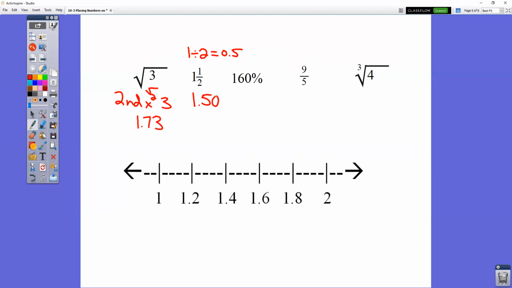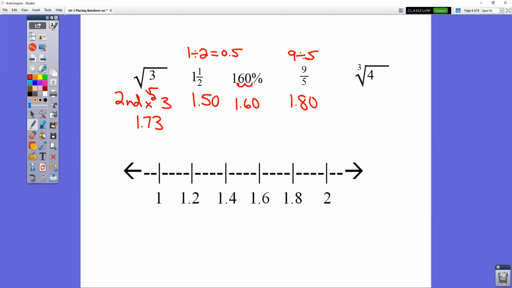160%. You can type those right into the calculator, or you can move the decimal point over 2 places to the left, and that becomes 1.60. 9/5, top divided by bottom. This would be 9 divided by 5. 9 divided by 5 is 1.8. Again, I'm going to make it look like money, so $1.80.